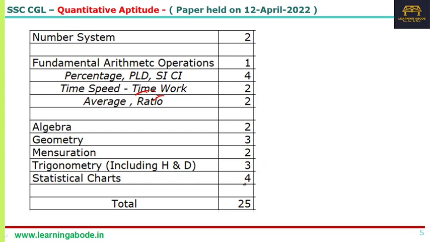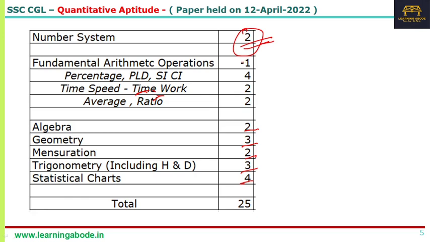In this paper, statistical charts have 4 questions. Trigonometry, including 1 question in heights and distance, you have 3 questions. Mensuration, volumes and areas, and formula based, you have 2 questions. Geometry, 3 questions. Algebra, algebraic formula based, a plus b whole square, or a plus b whole cube, or a plus b plus c whole cube, etc., you have 2 questions. Then 1 question each in time, speed, distance, and time and work, and percentage, profit and loss, simple interest, compound interest, all put together 4 questions. And LCM, HCF, divisibility test and all that, 2 questions. In total, you have about 25 questions.